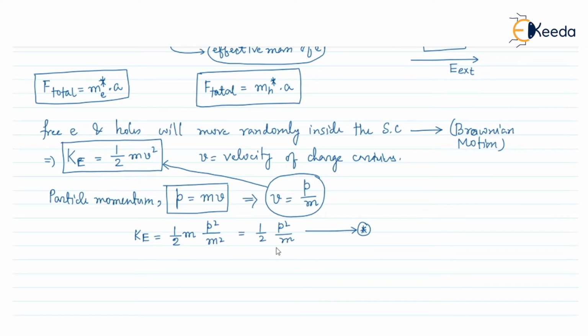So this is the value of the kinetic energy of the charged particles in terms of the momentum of the particle. Now, according to wave-particle duality, we know that the free electrons moving inside the crystal of the semiconductor will be associated with some wave. This wave is also called the de Broglie wave.